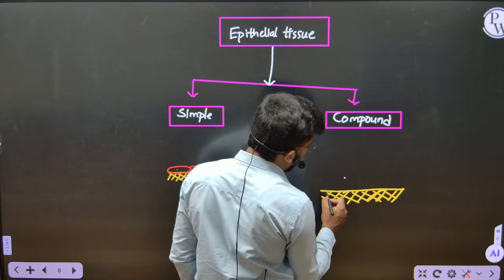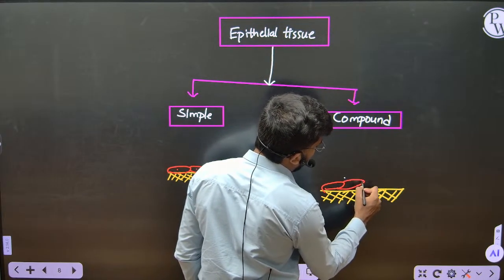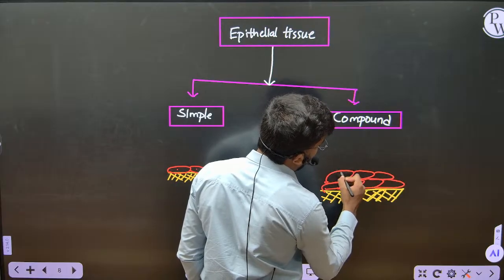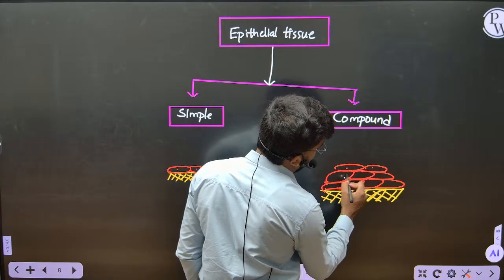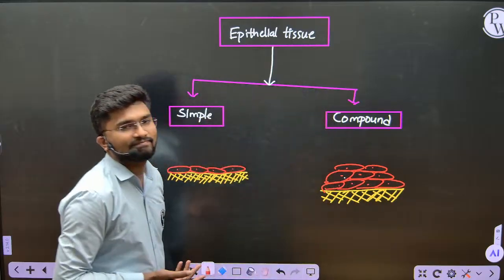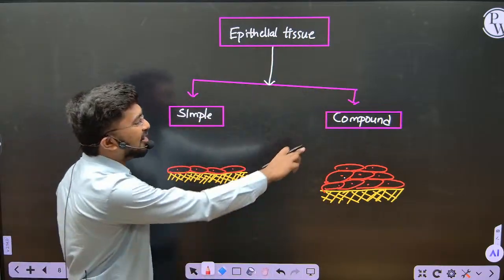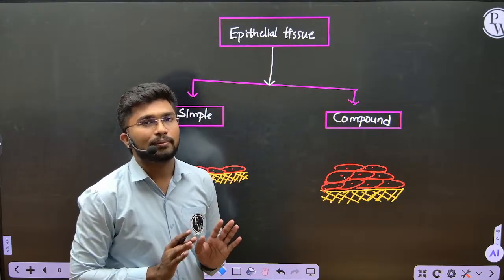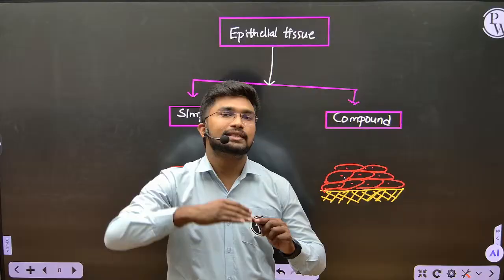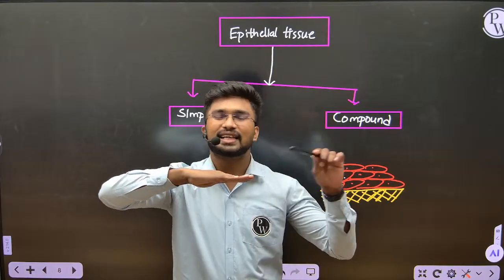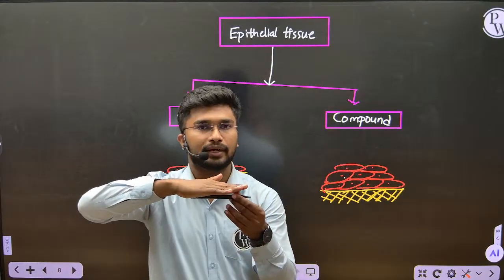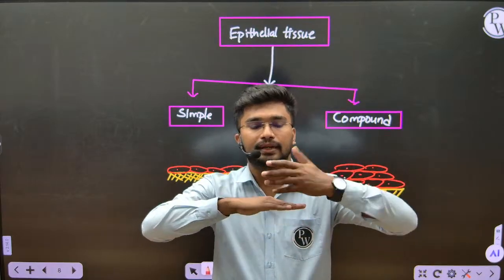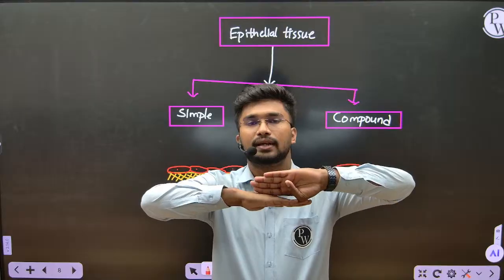How are the cells arranged? These cells are arranged like layers. That's why I'm calling it compound epithelium. Got it? So the difference between simple epithelium and compound epithelium is that simple epithelium is made up of a single layer on the basement membrane, whereas compound epithelium is present on the basement membrane as multiple layers.